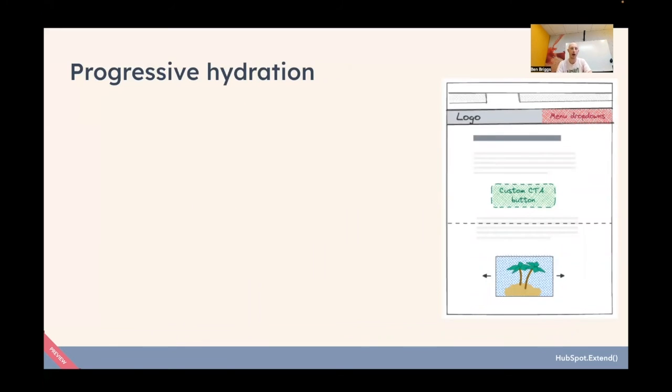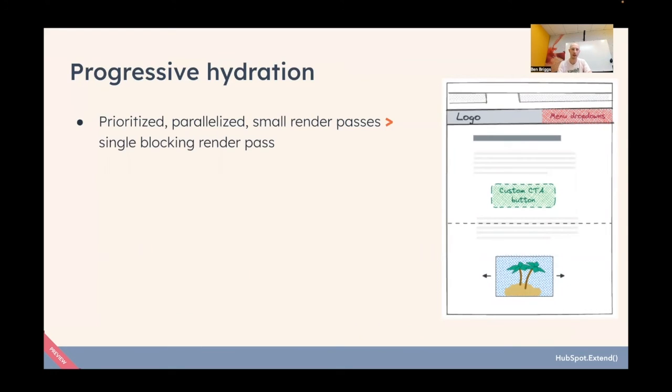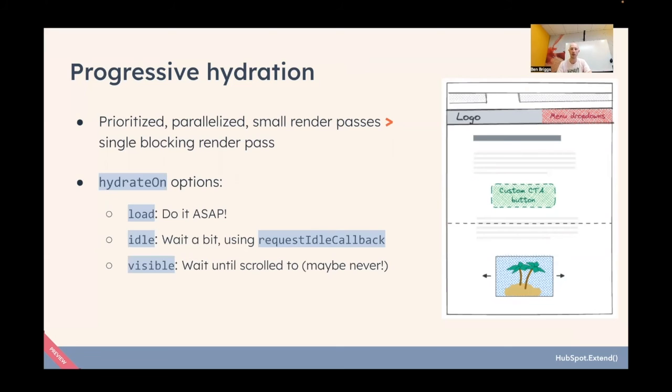So islands empower us to build our pages with progressive hydration in mind. And progressive hydration is the concept of prioritizing and parallelizing your render of your page into small pieces rather than having a single large thread blocking render, which treats every piece of your app equally. So in this example here, we have a few pieces of interactivity on the page. We have a menu dropdown that might be most important to a user immediately. We have a CTA button that someone might use, but maybe not right off the bat when using the page. And then we have an image gallery that happens to be below the page fold.